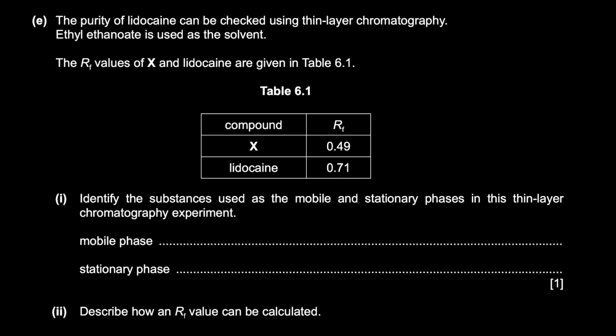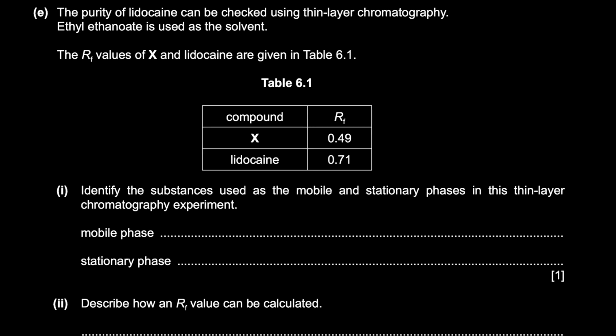The purity of lidocaine can be checked using thin layer chromatography. Ethyl ethanoate is used as a solvent. The RF values of X and lidocaine are given in the table. Identify the substances used as the mobile and stationary phase in this thin layer chromatography experiment.